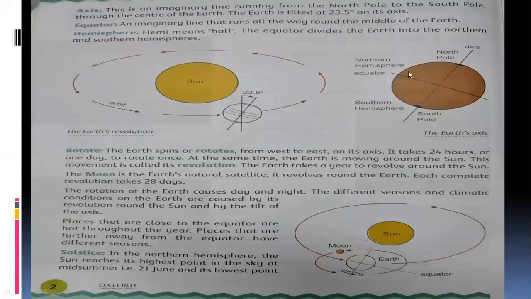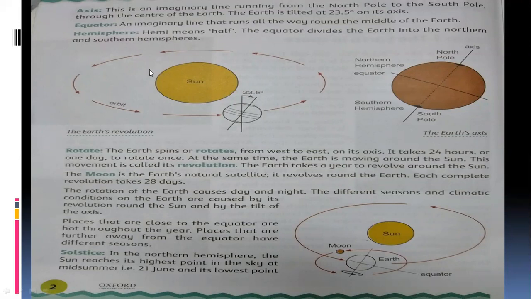The earth is tilted at 23.5 degrees on its axis, like this one, from the North Pole to the South Pole. It is in the center.